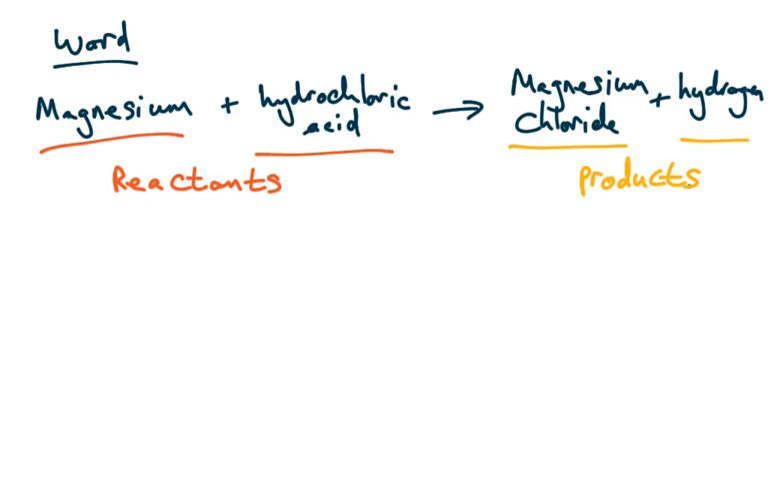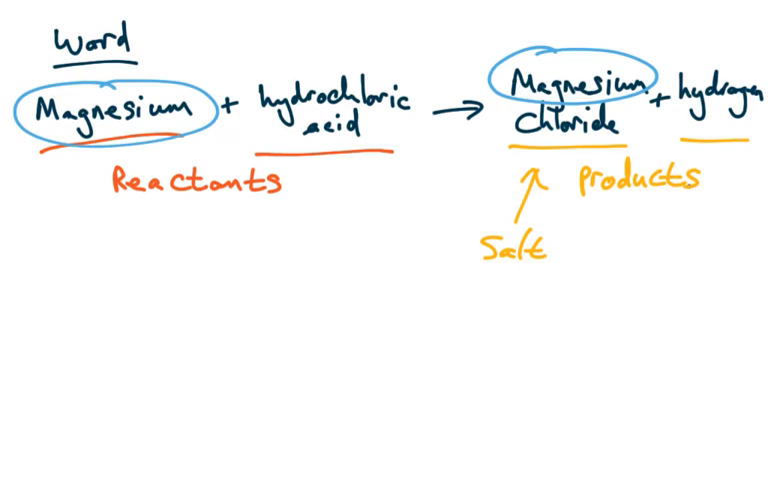Now, in this case, I get the name of the salt. So our salt is this one here. Our salt is a product of neutralizing an acid. So for my salt, I get the name of the metal, and I get the name of the acid. Now in this case, hydrochloric acid, it's the chloric that makes chloride.